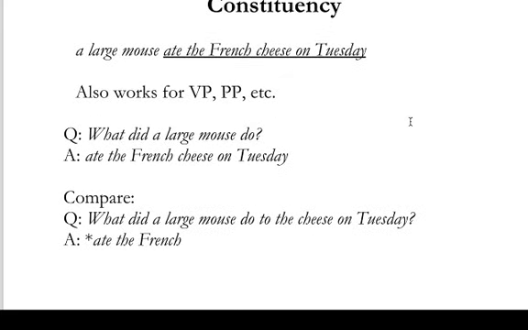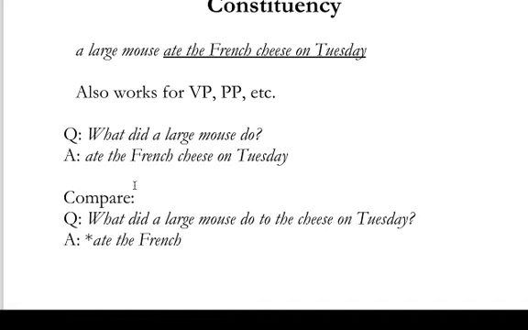Worth saying as well, this doesn't only work for a large mouse or a noun phrase, it also works for verb phrases, prepositional phrases, etc. So here's the example with a verb phrase. For instance, ate the French cheese on Tuesday. That's a verb phrase. Can we form a question while taking out this element? We can. What did a large mouse do? And can the answer be this string of words? It can. What did a large mouse do? Ate the French cheese on Tuesday. Perfectly well-formed response to that question.